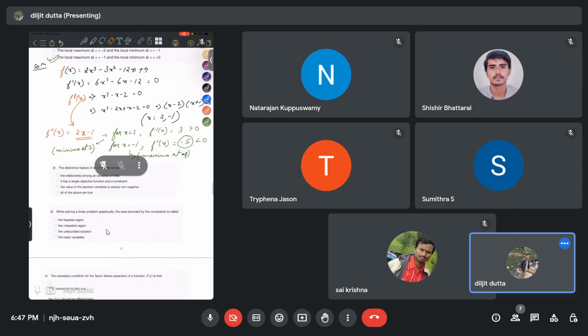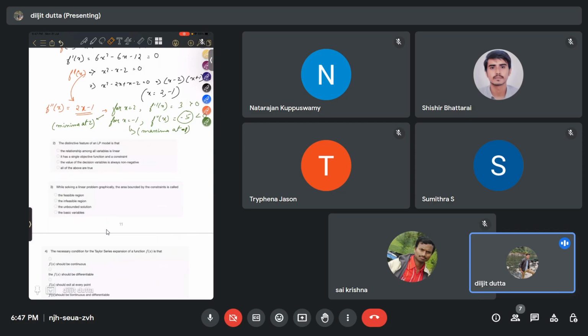Okay, I hope this is clear. So the second problem is: a distinctive feature of our linear programming model is that the relationship among all the variables is linear. We have shown that all the constraints, the objective function, everything is linear. So it is option A.